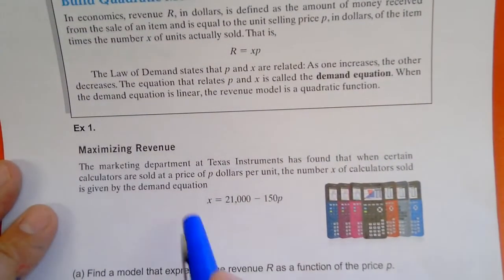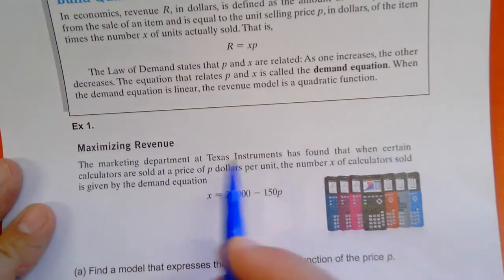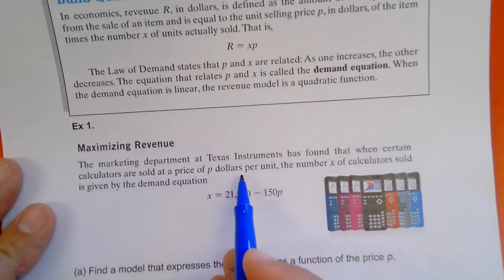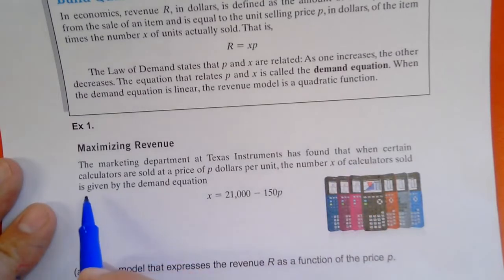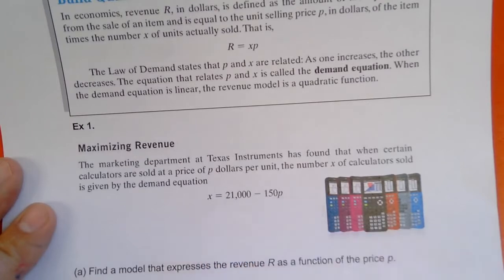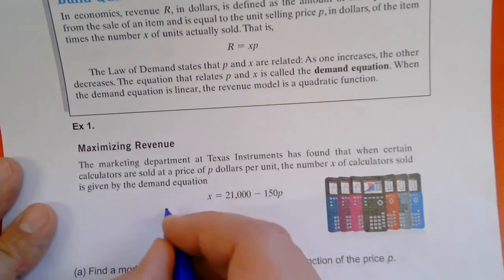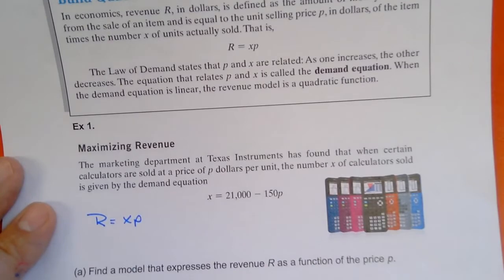It says maximizing revenue. Marketing department at Texas Instruments has found that when certain calculators are sold at a price P dollars per unit, the number of calculators, that's X, sold is given by this demand equation: X equals 21,000 minus 150P. Okay. So part A, they're going to ask us to find a model that expresses R, revenue, as a function of P. Well, we already know R is X times P, and what they want us to do is get it only in terms of P.